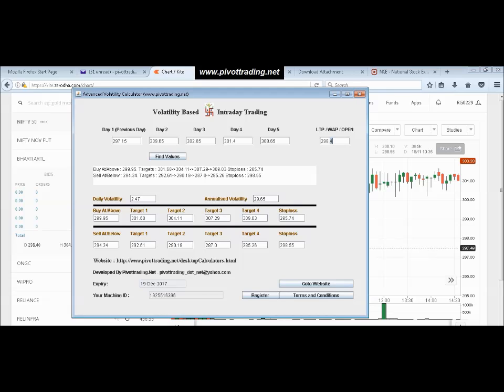So the buy was suggested at 299.95 and sell at 294.34. Between these two prices, it is called as a no trade zone. That is, you should not trade between these two levels based on the advanced volatility calculations. So we are going to buy above 299.95. That is almost 300 rupees, and we are going to sell at 294 rupees.